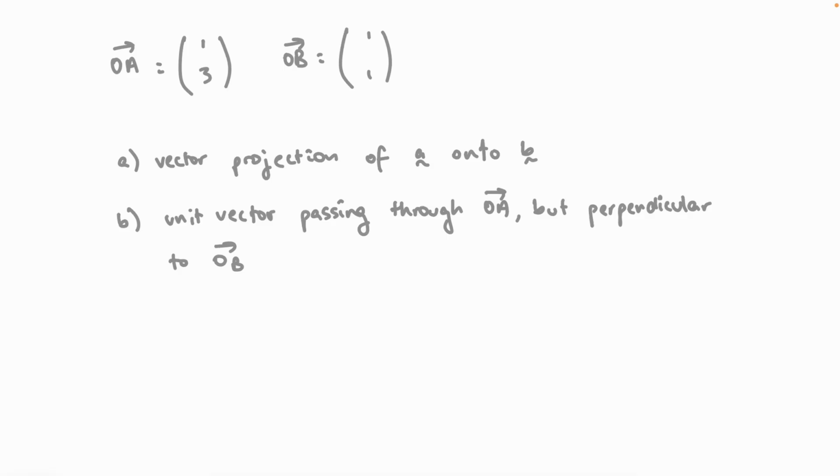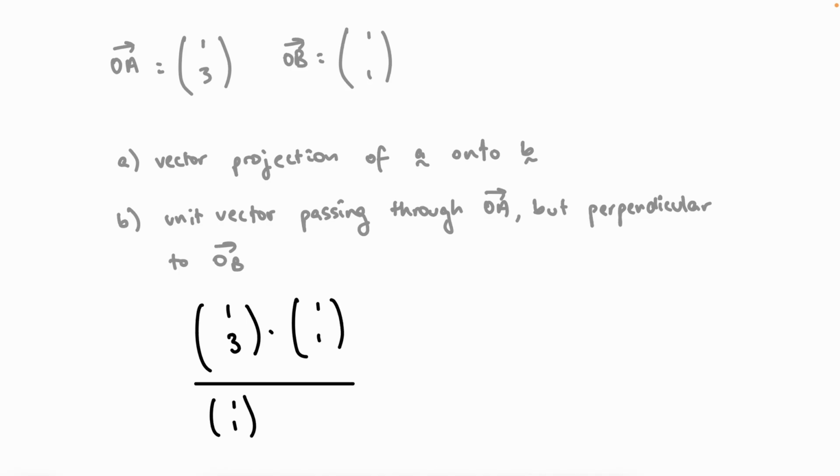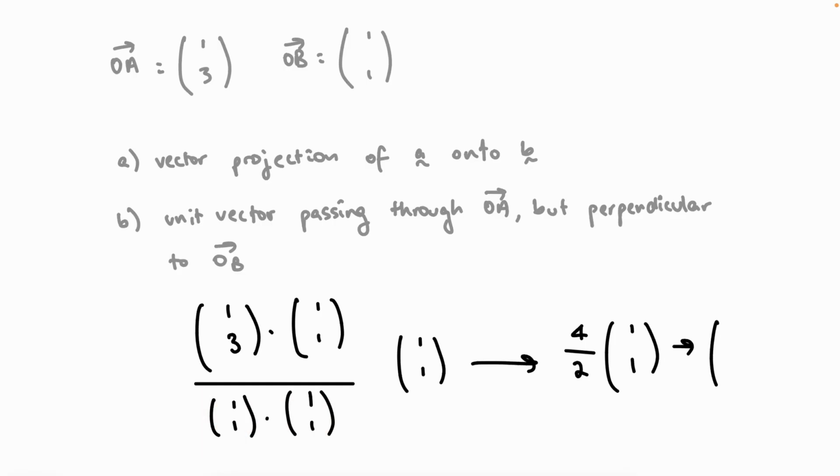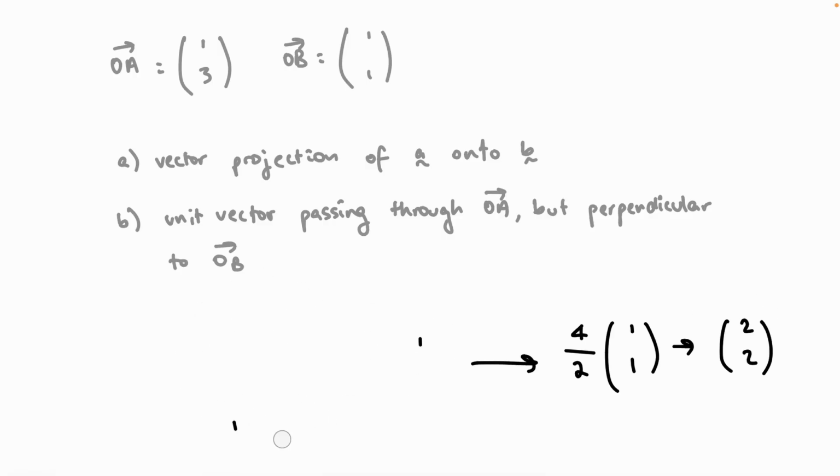The vector projection here would simply be the same as (1, 3) dot product with (1, 1), divided by (1, 1) dot product with (1, 1), and then the vector (1, 1). So to work this out, let's dot product the numerator. 1 times 1 is 1, 3 times 1 is plus 3, so that's 4, divided by 1 times 1 is 1, 1 times 1 is 1, that gives us 2, and then (1, 1), which simplifies to 2 times (1, 1), or you can just write it as (2, 2). That's the vector projection.